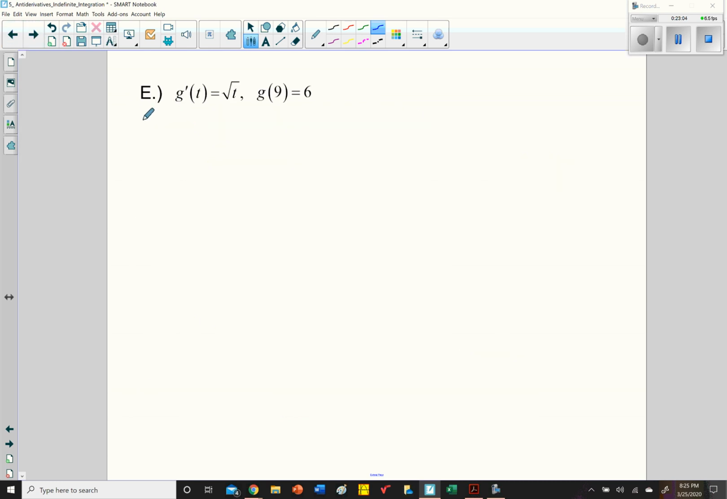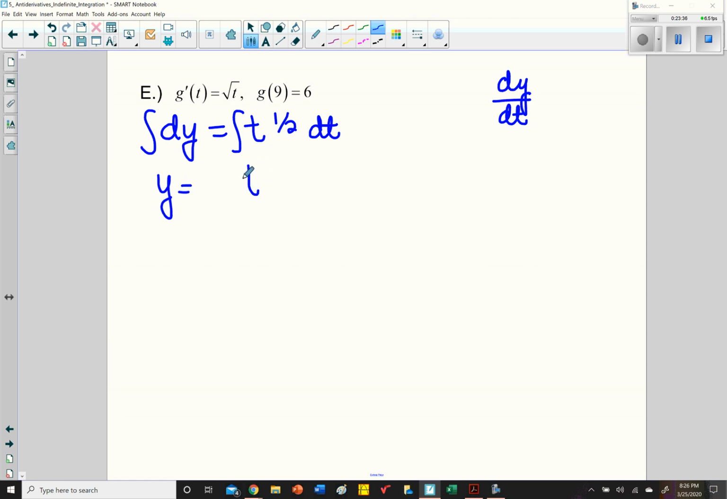In letter E, same thing, g prime of t, so I have dy/dt is g prime of t. So dy on the left is equal to t to the 1/2 with respect to time. So I took g prime of t as dy/dt, or dg/dt, separating the variables. I'm calling this y. T to the 1/2, we're adding 1 to the 1/2. That gives us 3 over 2. And dividing by 3 over 2 is the same as multiplying by 2/3.